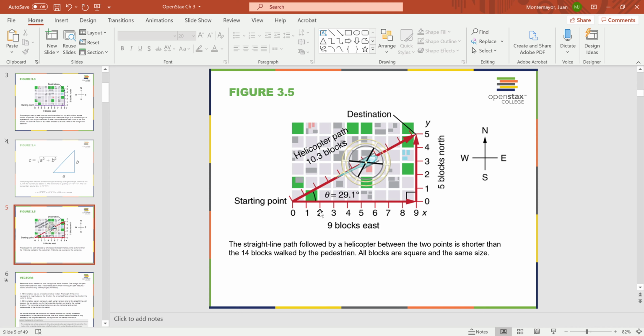So instead of going 9 blocks east, 5 blocks north, which is a walk of 14, if we're, let's say, in a helicopter and we can go straight across this path, we would only travel 10.3 blocks. So you would still get from your starting point to your destination, but you would get there in a much shorter time.